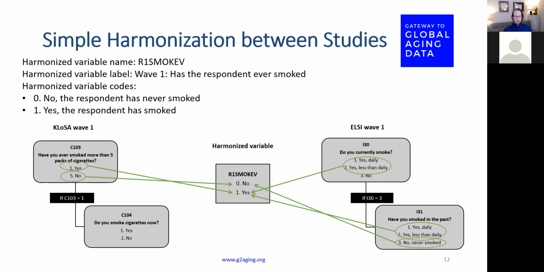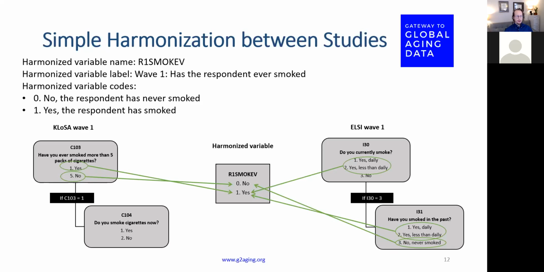Here's an example of what harmonization means between studies. If you recall, one of the things I mentioned is also that harmonized variables account for survey skip pattern. So we can see a couple of things happening here. On the left, towards the bottom, we have the Harmonized KLOSA Wave 1, and this is the survey skip pattern inside of Harmonized KLOSA. So respondents are asked, have you ever smoked more than 5 packs of cigarettes? Yes or no. In the data, those are coded as 1 and 5. And if the person answers yes, they're then asked, do you smoke cigarettes now?